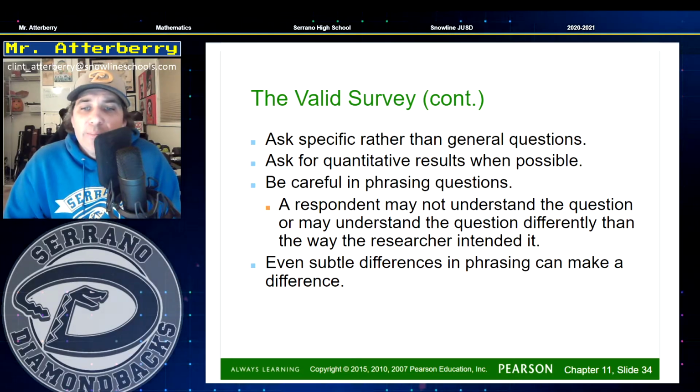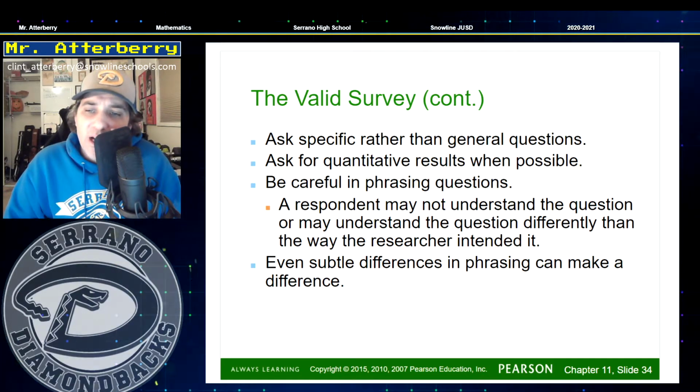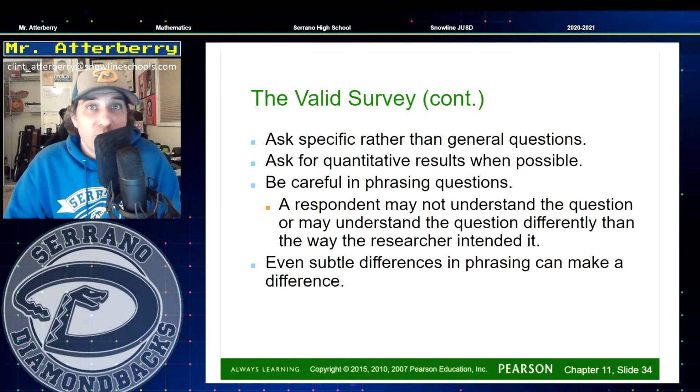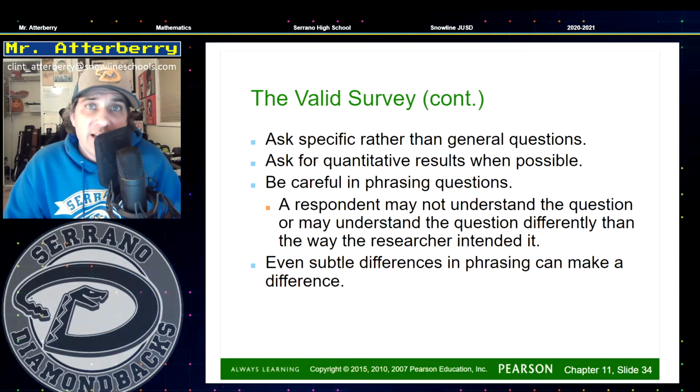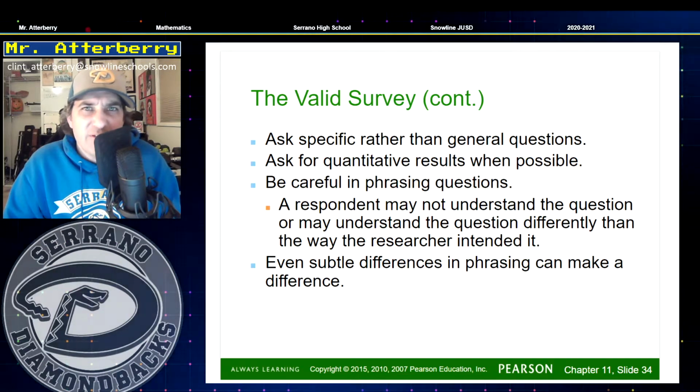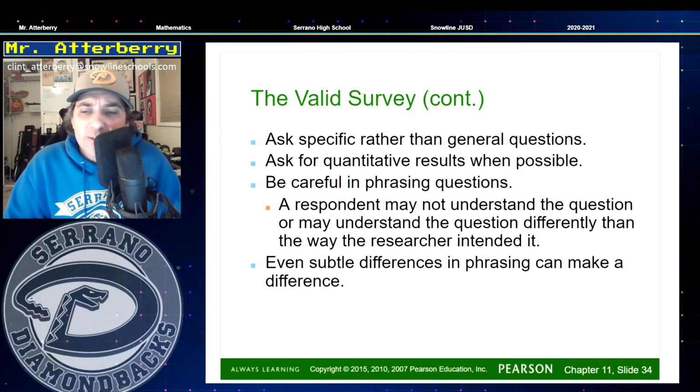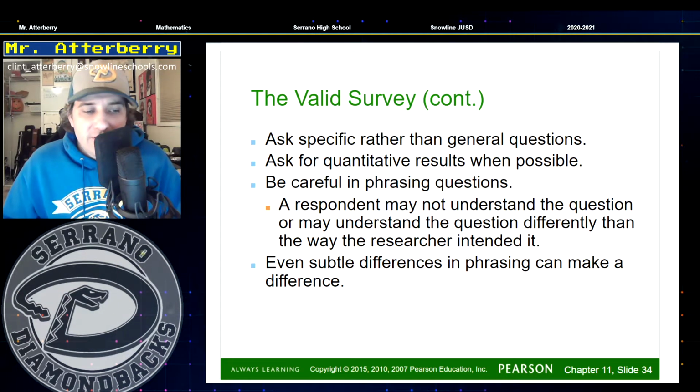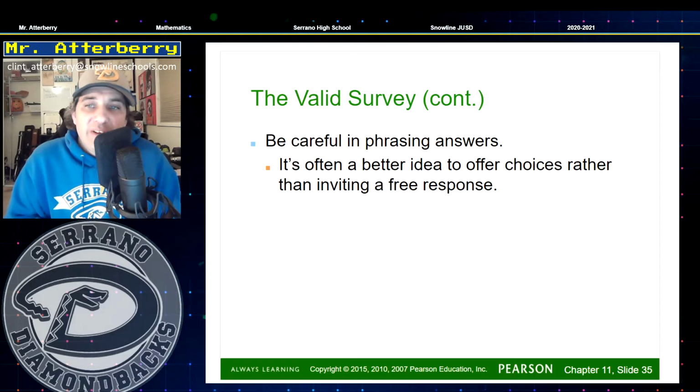Okay? Be careful in phrasing questions. A respondent may not understand the question or may understand the question differently than the way the researcher intended it. So be very careful how you ask the questions. Okay, try to be very clear. Maybe ask a few people beforehand before you actually submit your survey to actually go out for sampling and see if you get the answers you're looking for. Even subtle differences in phrasing can make a difference.